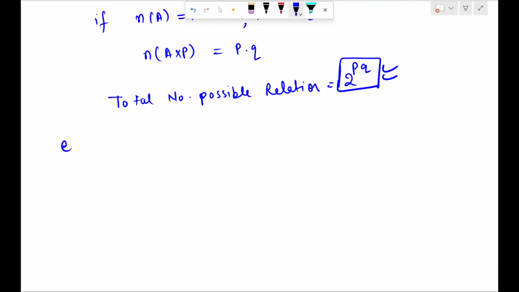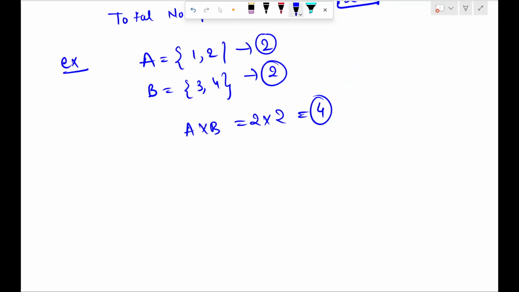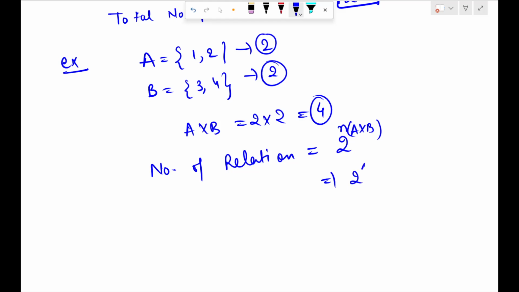For example, A is a set 1, 2 and B is another set which contains 3, 4. So we have 2 elements in this and 2 elements in this. So A cross B will have 2 into 2, 4 elements. So the number of possible relations will be equal to 2 raised to the power of the number of elements in A cross B, which is 2 raised to power 4, equal to 16 relations possible.